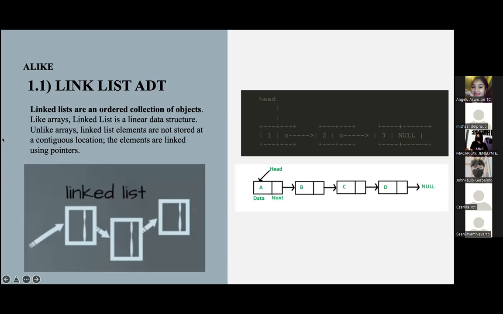Next is about linked list ADT. So similar lang siya, medyo similar lang siya sa ating list ADT or abstract data type. Ang pinagkaiba lang is linked list are elements that are linked from each other. So again, like array, linked list is a linear data type. Unlike arrays, linked list elements are not stored at a contiguous location. The elements are linked using pointers.